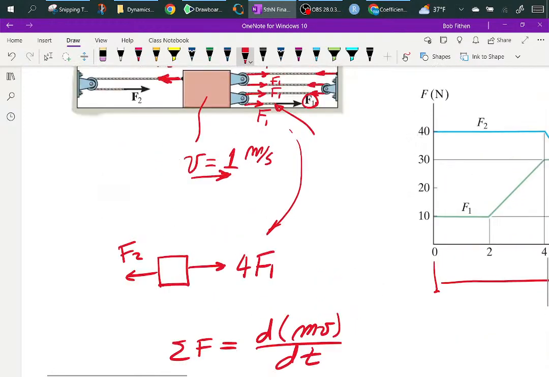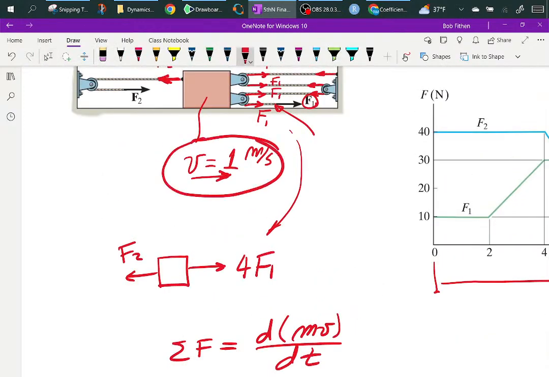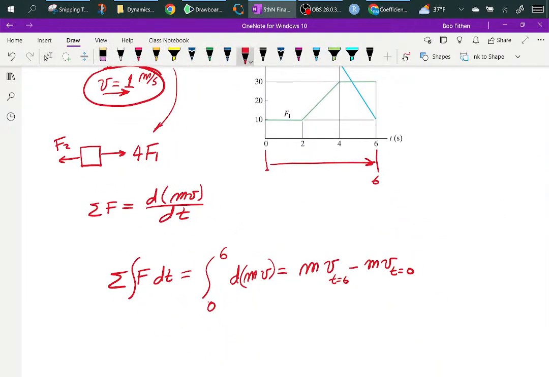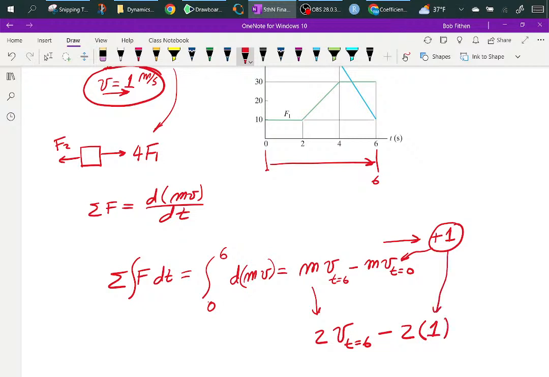So if your thing is moving to the right at 1, you have to remember this is a vector equation. So the fact that it's moving to the right means it's a +1. And so that's a +1. What was the mass? 2. I had the mass of 2. I don't know what the velocity is at t equals 6, minus the mass of 2 times the velocity of 1. So I've got that on the right-hand side.